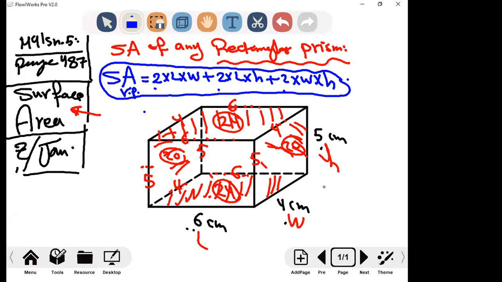Power 2, wait a moment. Let's calm down a bit. Yes. Why power 2? Are they the same? From where did you get power 2? Power 2, we put it.